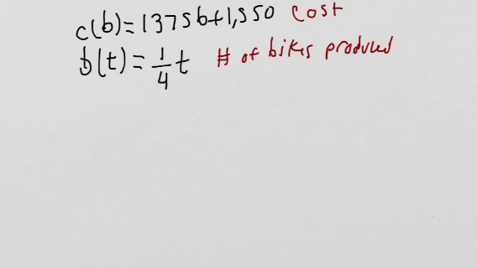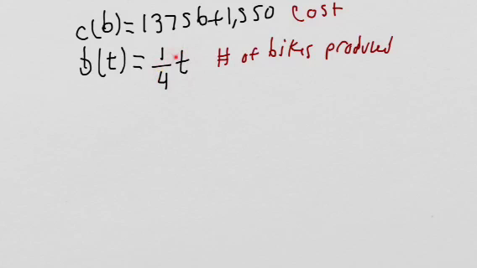Okay, so this last problem is just an application of composing functions. We have a cost of producing mountain bikes in a factory. For every mountain bike we produce, it's going to cost $13.75, and then there's some type of fixed cost of $1,550. And then we have another function that tells us how many bikes we can produce in a certain amount of hours, which is t.